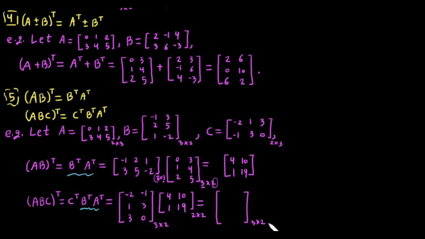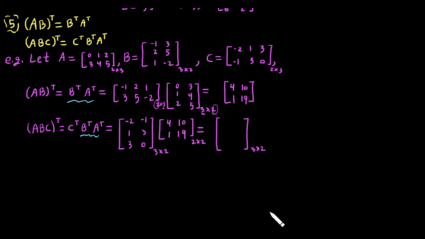Now let's go a little bit down. To find this element here, I have to multiply this row by this column. -2 multiplied by 4, which is -8, plus -1 multiplied by 1, which is -1. So here, -8 plus a negative, it will be -1. So the answer will be -9. So here I have to write -9.